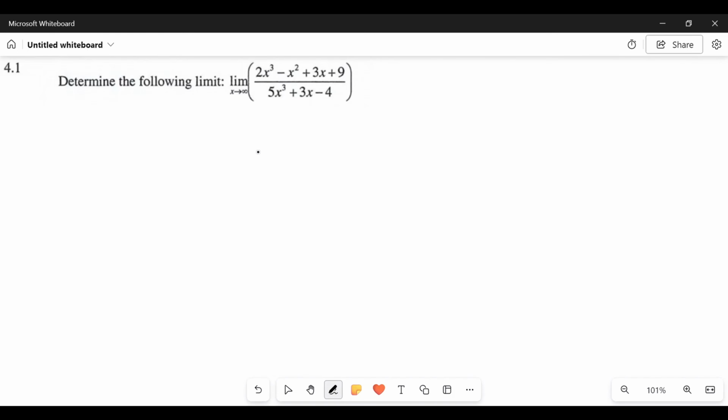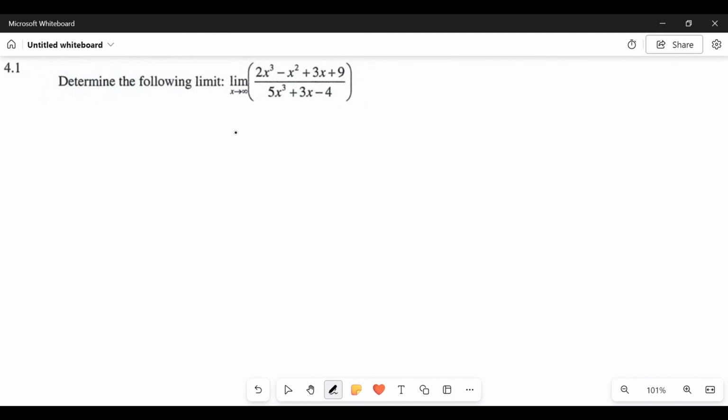The third method is you divide each term by the x that has the highest power. When you look at this expression here, the x with the highest power is x to the power of 3. Each term here you will have to divide by x to the power of 3. Now let's try the third method.